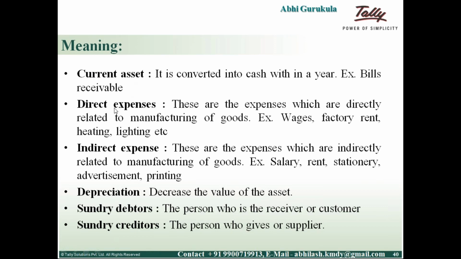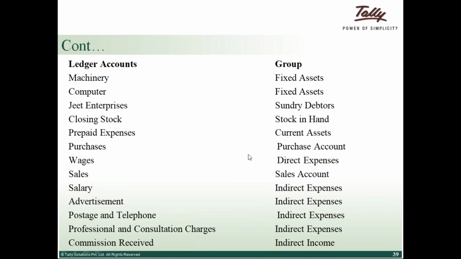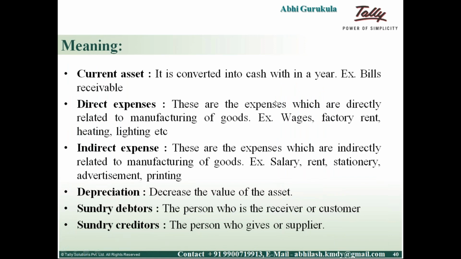Okay. What are direct expenses? Those are the expenses which are directly related to the manufacturing of goods. That's why you have to pass this entry. Wages belong to direct expenses. You see here, wages belong to direct expenses. Why? They are related to the manufacturing of goods. That's why we treat wages as a direct expense.